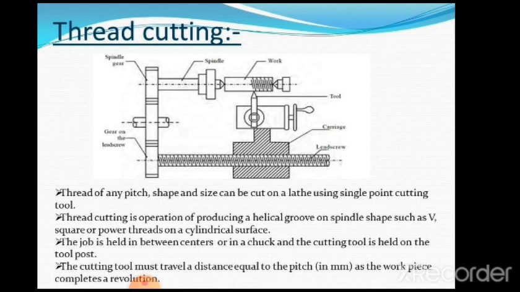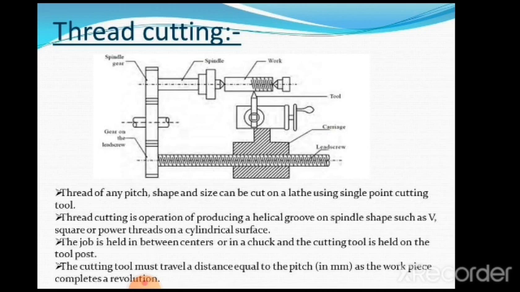Thread cutting is an operation producing a helical groove, such as V, square or power threads, on a cylindrical surface. As I already told, the job is held between the centers or in a chuck and the cutting tool is held on the tool post, as you can see on the screen. The cutting tool must travel a distance equal to the pitch in millimeters as the workpiece completes a revolution. This is the most important concept here.